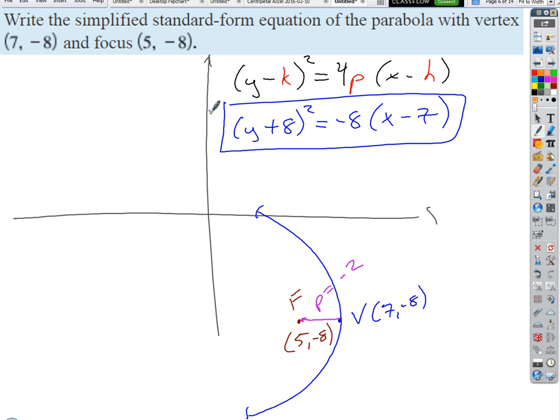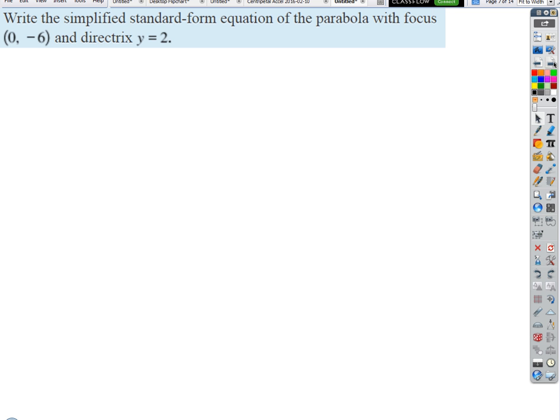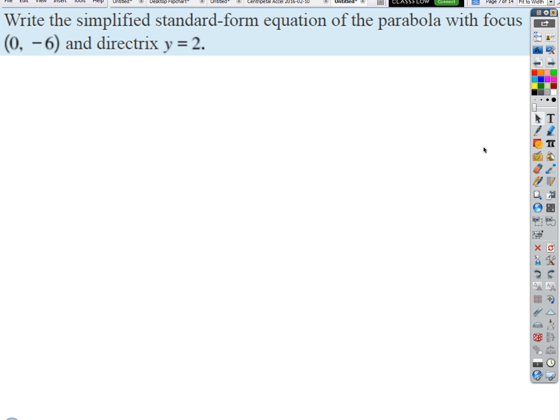Good? Okay, another one similar to that. This time I gave you the coordinates of the focus and the directrix. Didn't give you the vertex. You got to find the vertex, right? So this is the kind where we got to maybe graph that directrix line, plot the focus, and then put the vertex in the middle.